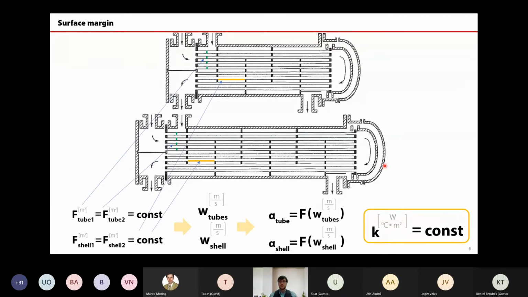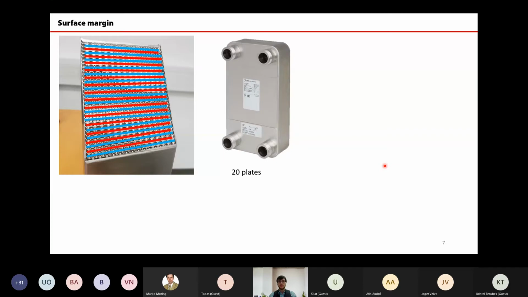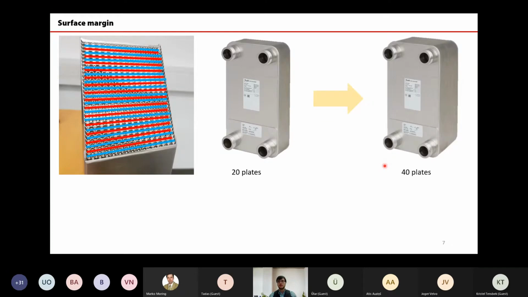And this is not a case in plate heat exchangers. Why? Because here you see a cross-sectional area of a heat exchanger. This is XB37 from our range. And in this heat exchanger, half of the channels are for the cold media, half of the channels are for the hot media. So what happens if I start putting extra surface in a plate heat exchanger? Let's imagine I originally have designed a unit with 20 plates, and then because of surface margin demands, I would like to have a 40 plate heat exchanger.